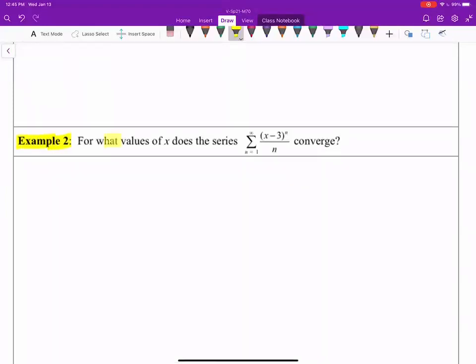For what values of x does the series sigma, n varying from 1 through infinity, of (x minus 3) to the power n over n converge? So let's consider step 1. We are definitely going to apply the ratio test.